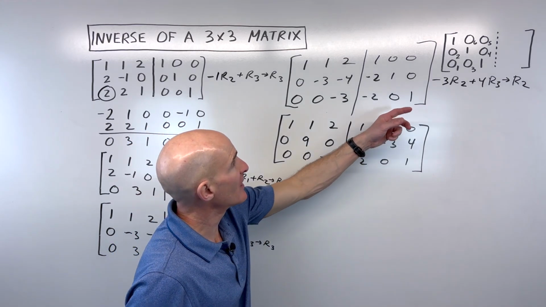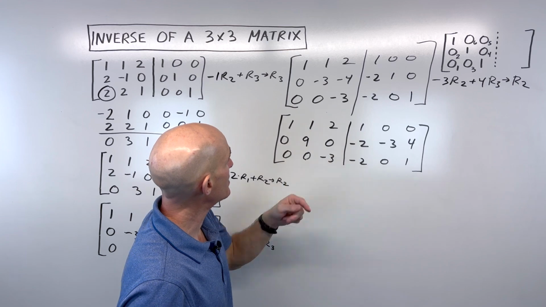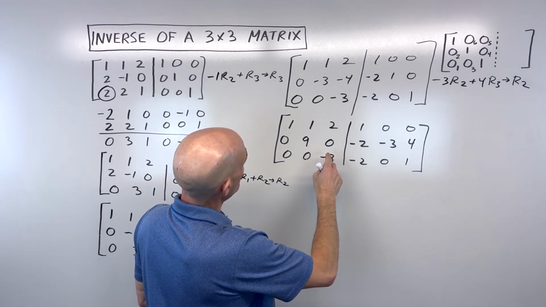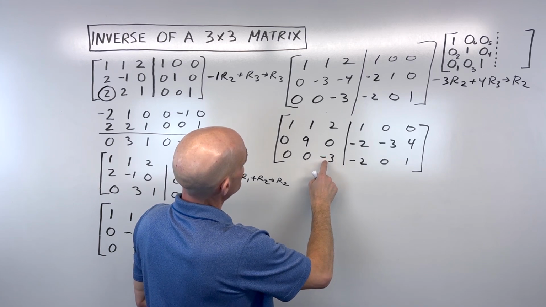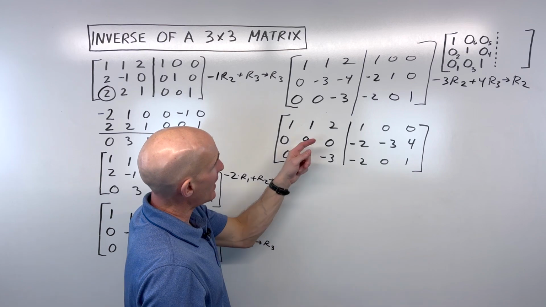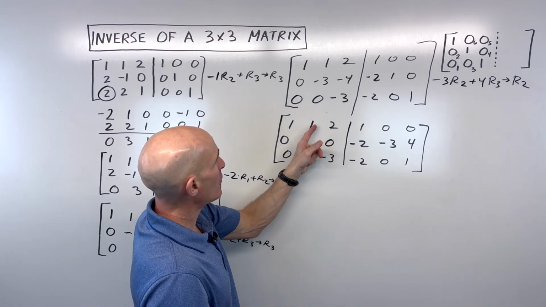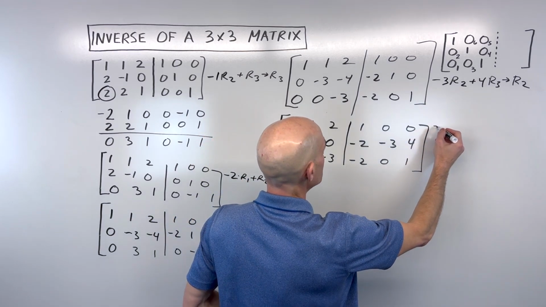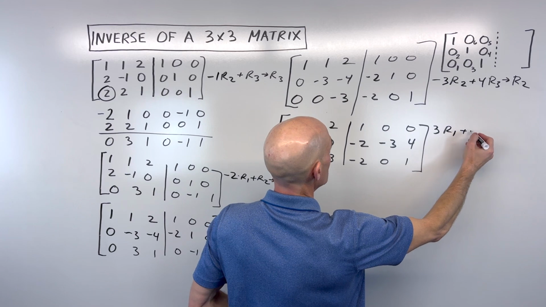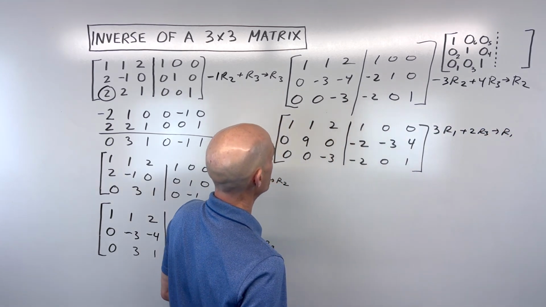Okay, so now you can see we've gotten 0 here. We want to make our way up to this fifth position, which is right here. And we're going to want to combine this third row and this first row together. And I notice that 2 and 3 have a lowest common multiple of 6. So why don't we multiply this top row by 3. So we'll say 3 times row 1 plus 2 times row 3, answer in row 1, right?